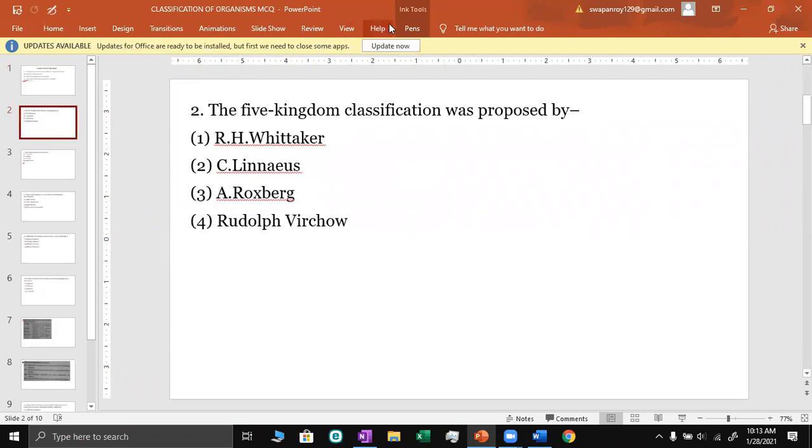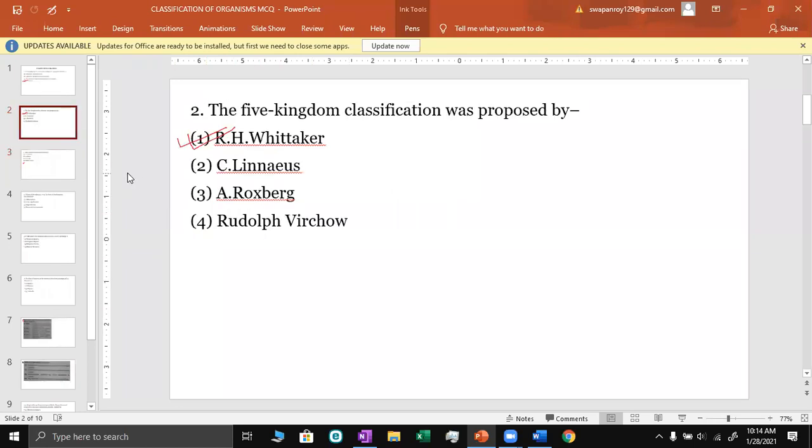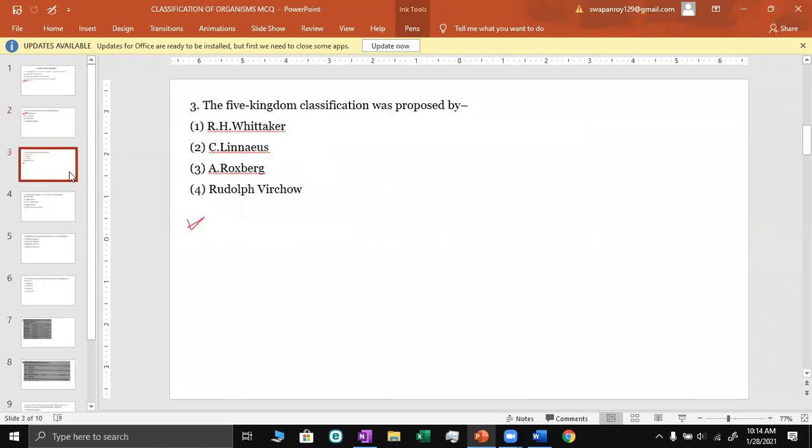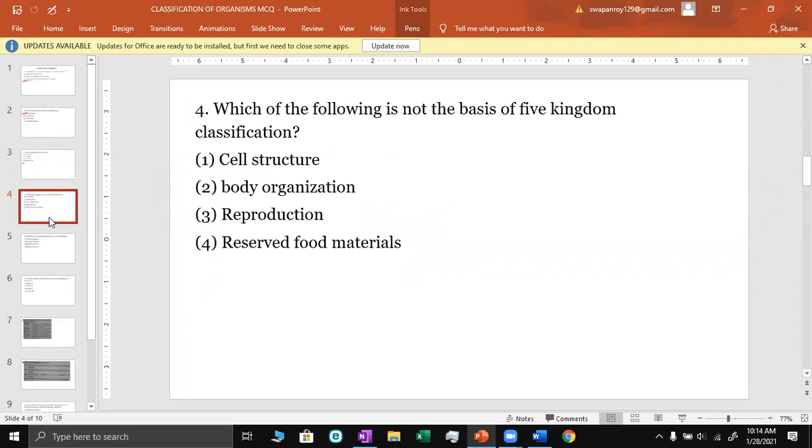Next one: the five kingdom system of classification was proposed by R.H. Whittaker. Yes, he proposed the five kingdom system of classification. Questions 2 and 3 are the same question, replicated.